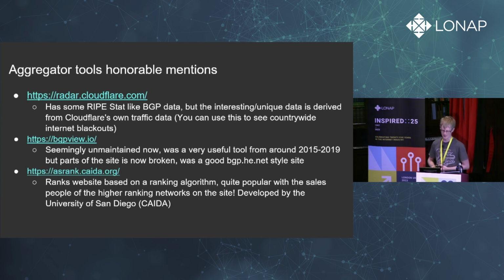So that's nice. BGPView is unfortunately seemingly unmaintained now, but it was a very useful tool from 2015 to around 2019. I think they got bought by some security company, and unfortunately the site is sort of in a bit of a zombie state. But it was a very good competitor to bgp.he.net at the time. And in fact, it's also partly what inspired bgp.tools. And then there's the absolute classic of AS Rank from the CAIDA people. It's a much more academic thing. It's mostly a demonstration of their ranking algorithm, but it is very popular with transit providers who like to claim that they are in the top 5 on the CAIDA ranking.